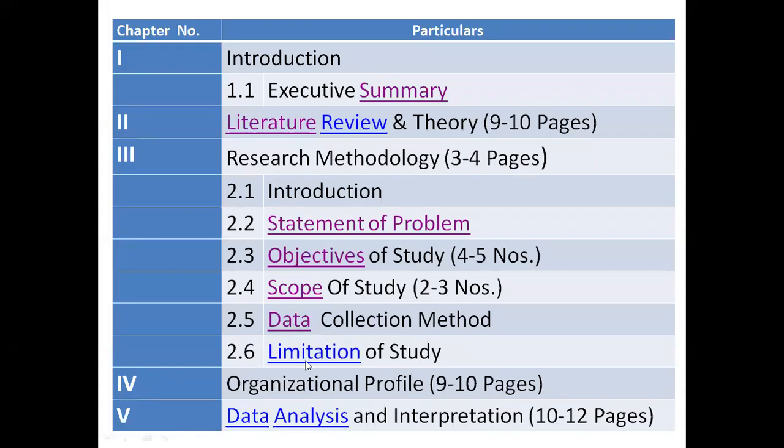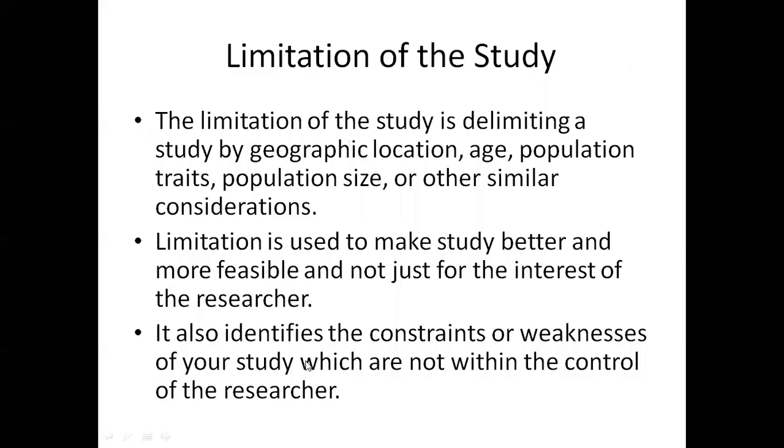Now the next is limitations. You have to give it. The limitation of a study is delimiting a study by geographic location, age, population traits, population size, or other similar considerations. So it is used to make the study better and more feasible, and not just for the interest of a researcher. It defines the constraints or weaknesses of your study, which were not within your control, right? So the phrases would be: the study does not cover, the researcher limited the research to, the study is limited to, something negative, right?